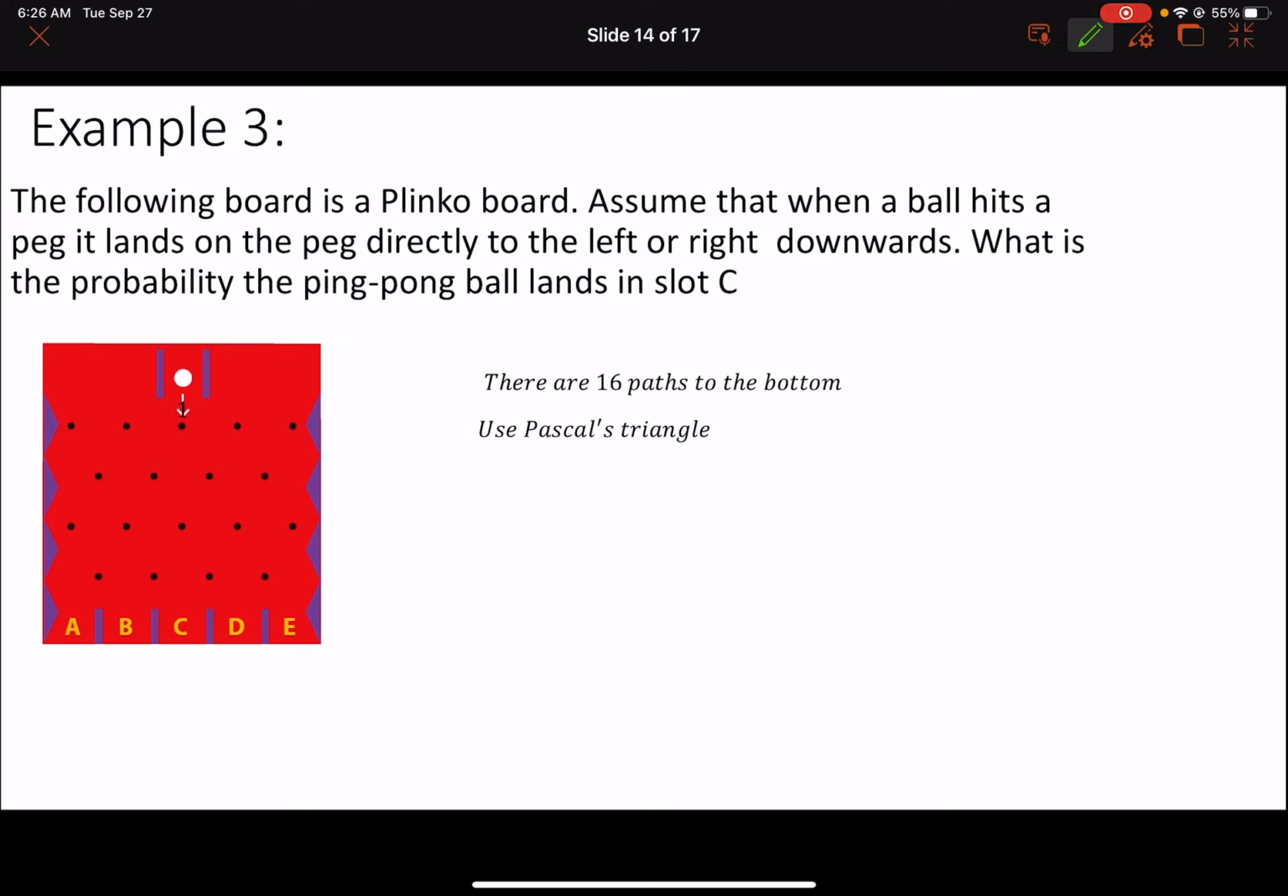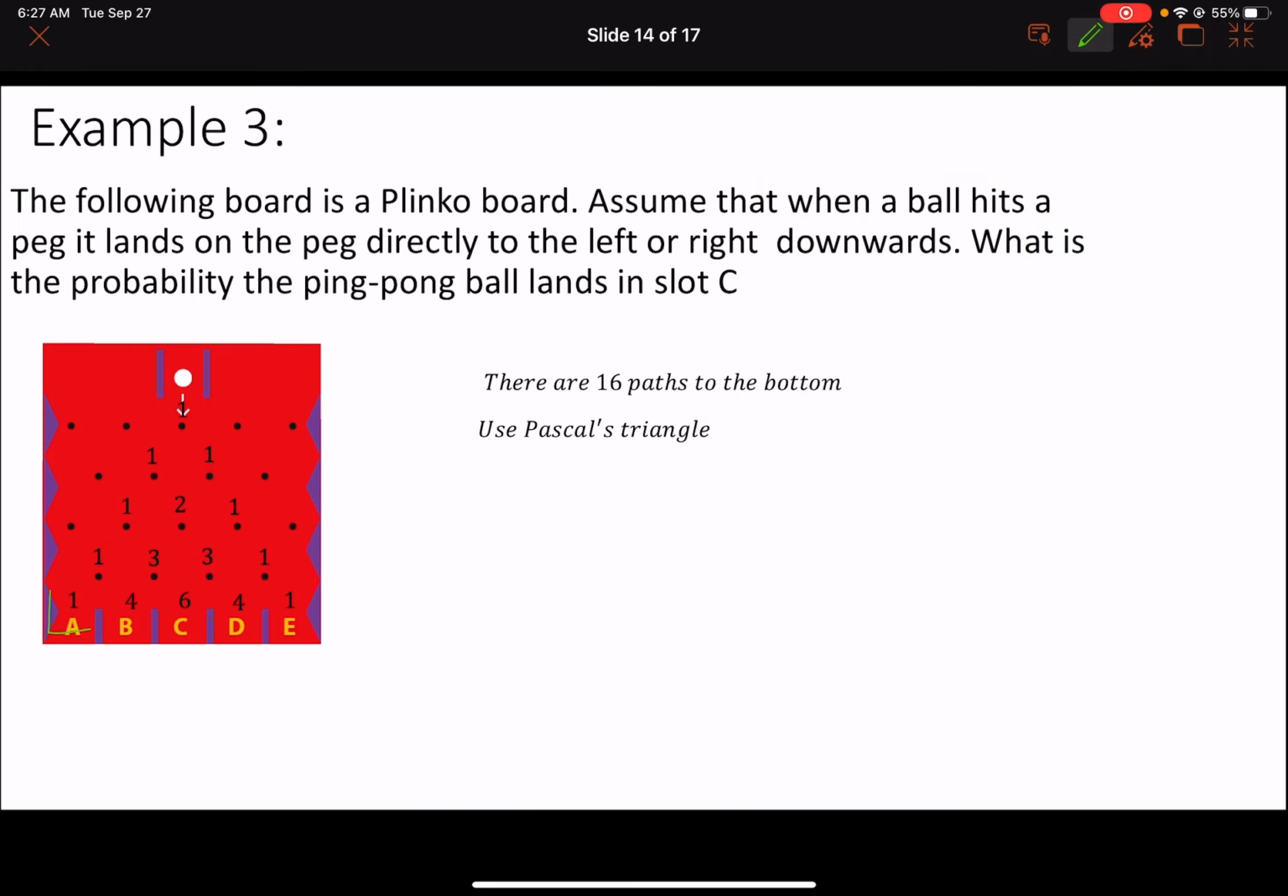Use Pascal's triangle. I have one way to get here and one way to get here. And then I can only go like that, right? Only one path to here. But from here, I can come at this from here, or I can get to this path from here. There's 2 paths, right? Only one path all the way down here. So that's 1. Over here, there's 3. And of course, we use Pascal's triangle again, and so I marked it all down to the bottom.